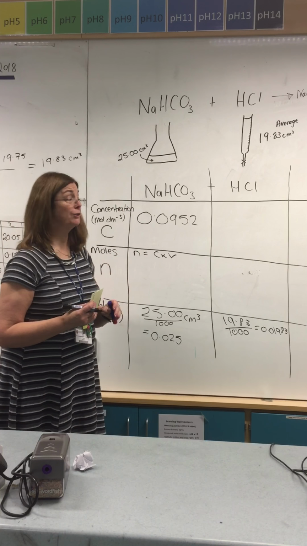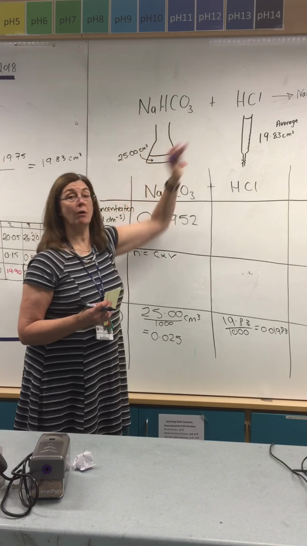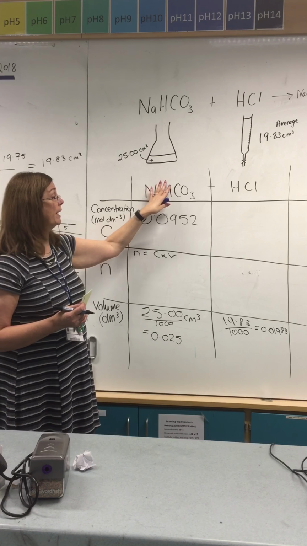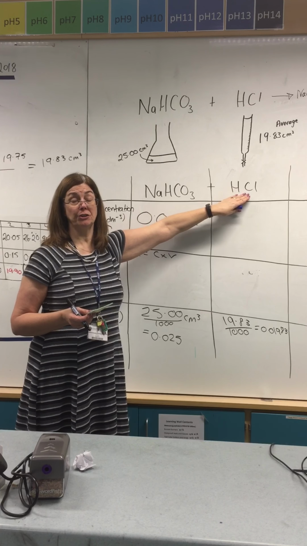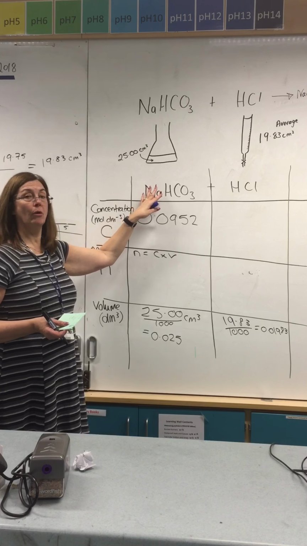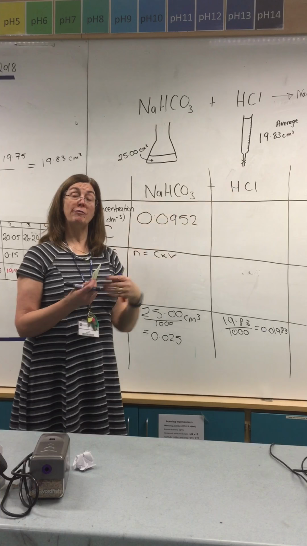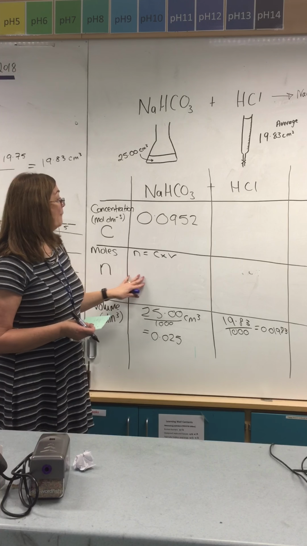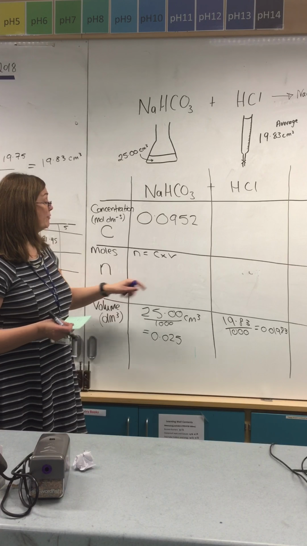It's a neutralisation reaction, so I know that it's a 1-to-1 molar ratio. So 1 mole of sodium hydrogen carbonate will exactly neutralise 1 mole of hydrogen chloride, hydrochloric acid. If I have half a mole of this, it will exactly neutralise half a mole of that. So we've been doing this neutralisation in our titrations. So I need to work out the number of moles of hydrochloric acid, and I can do that from here.